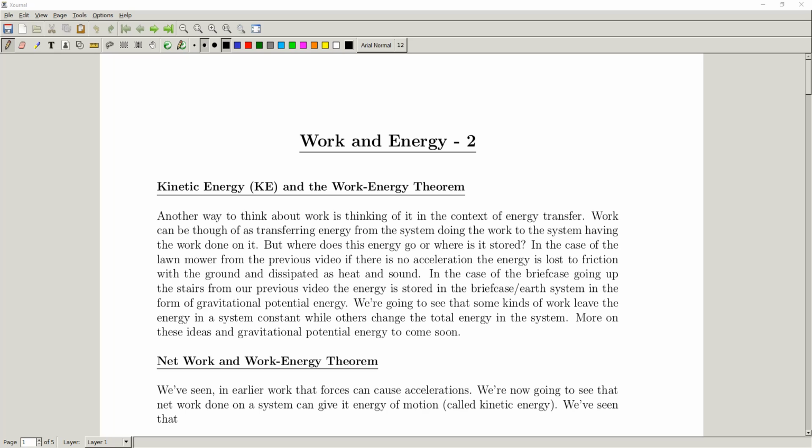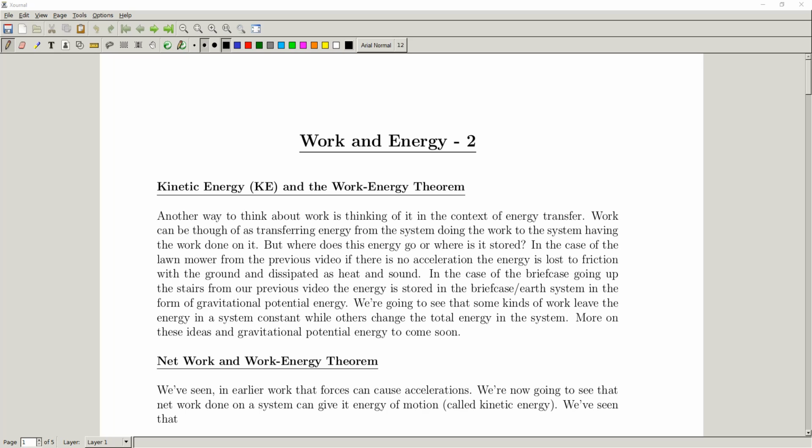Okay, this is going to be our second video in our work and energy module. We're just going to be moving on with more ideas in work and energy here. So we're going to start off by talking about kinetic energy and the work energy theorem. We're then later going to derive the work energy theorem and do a number of examples where we make use of this work energy theorem.